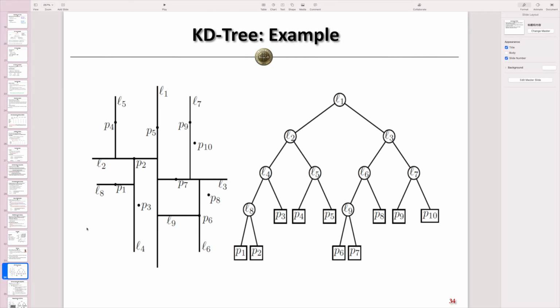And here we can construct a KD tree on the right hand side. This denotes the right hand side. This L denotes a line. This line can be either a horizontal line or a vertical line. We can have L1, L2, L3, L4, L5, L6 until L9. And this P denotes the points. It denotes the data points or data tuples in the space.